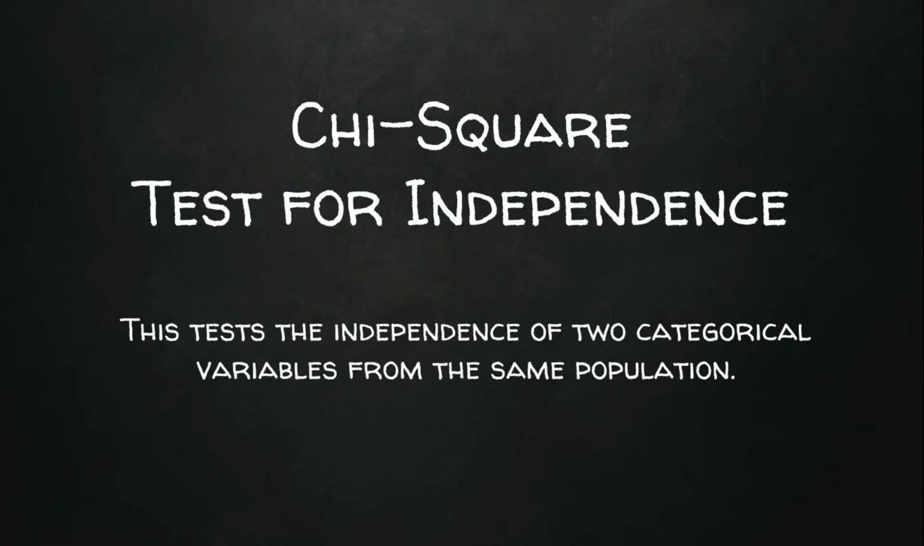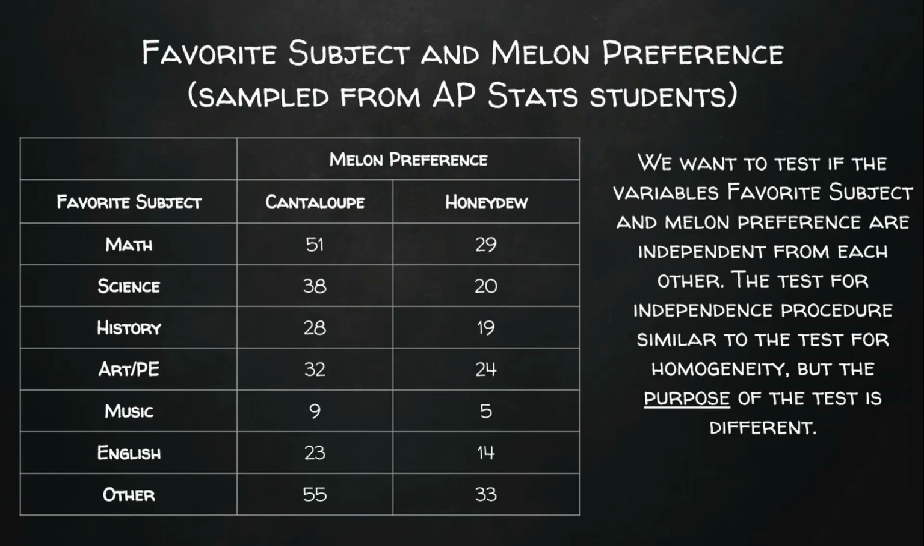Today we're going to be talking about the chi-square test for independence. This tests the independence of two categorical variables from the same population. The variables we're going to be comparing today are students' favorite subjects and if they prefer cantaloupe or honeydew. We want to test if the variables are independent from each other. The test for independence is very similar to the test for homogeneity, but the purpose of the test is different.